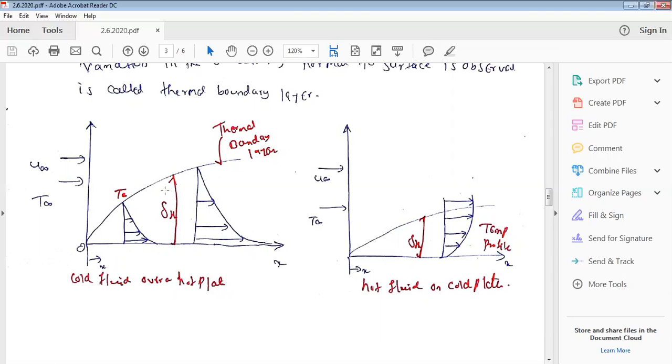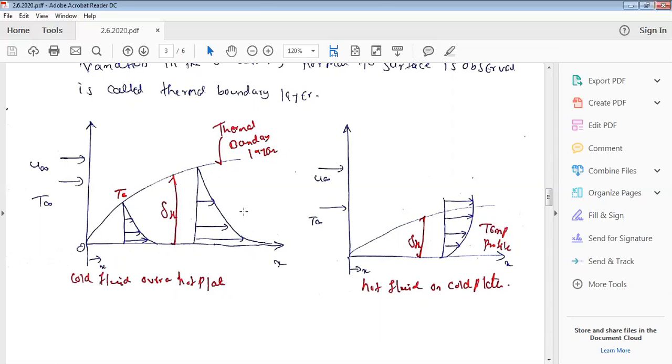In this case, what is happening? The plate is hot, but the air is at normal temperature, or cool air is passing. Now, what will happen when the air is going to pass? The temperature profile is exactly opposite to that of velocity. Correct? Why? It's a very basic fundamental thing.